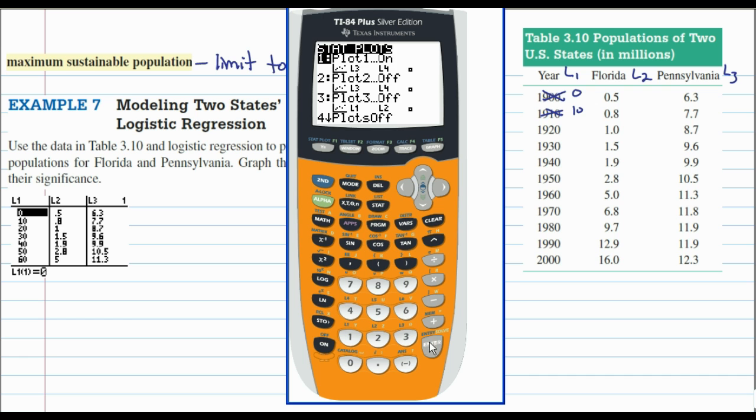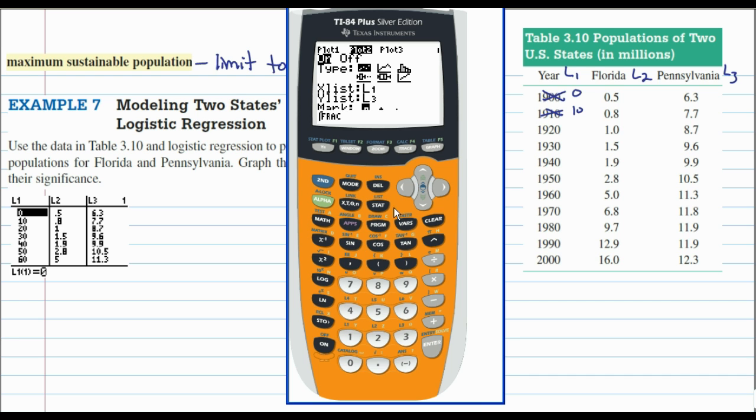So second stat plot, plot 1, I'm going to make the Florida population. My X values, the years, are in L1, and the Y values, the population for Florida, are in L2. Then I'm going to go back up to second stat plot and go into plot 2. Plot 2 is going to represent my Pennsylvania population. So I turn that one on. The X values are still in L1, but now the Y values for Pennsylvania are in L3.